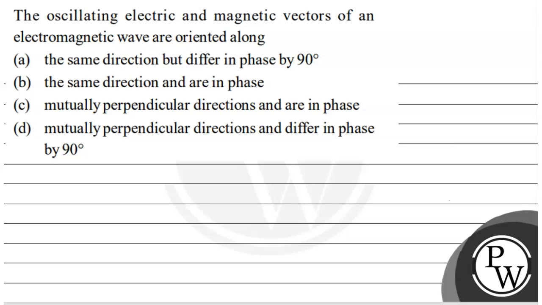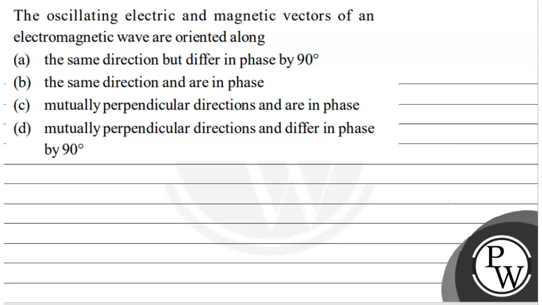Hello बच्चों, the question says here the oscillating electric and magnetic vectors of an electromagnetic wave are oriented along: option A, same direction but different in phase; option B, same direction and in phase; option C, mutually perpendicular to each other; and option D, mutually perpendicular to each other but they are in different phase by 90 degrees.